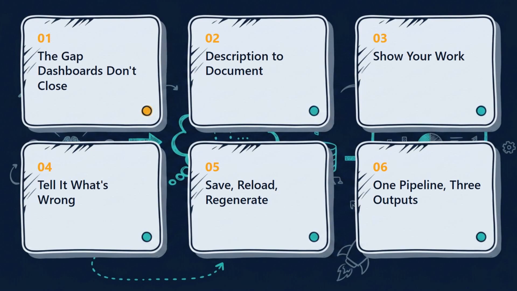Here is the roadmap. The gap that dashboards never close. How a description becomes a document. How the system shows its work. The moment you fix a layout with a screenshot. Saving and reloading. Then one pipeline, 3 very different outputs.